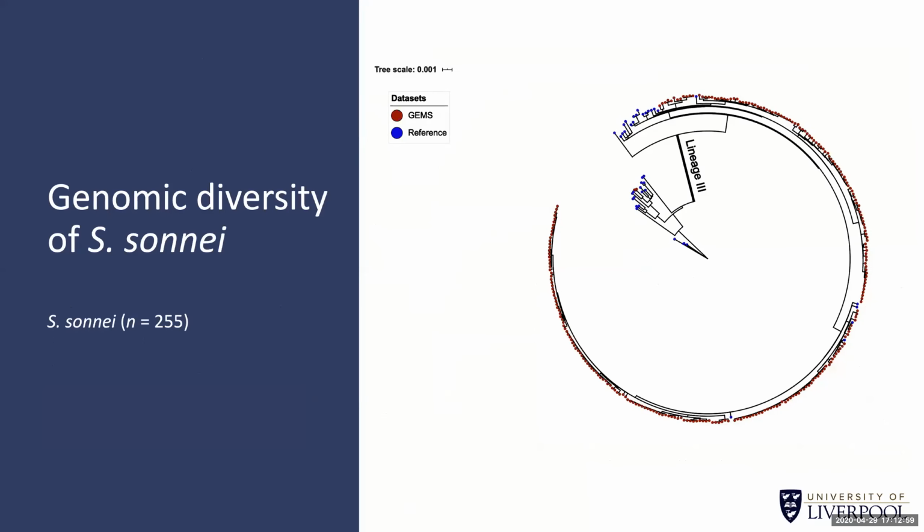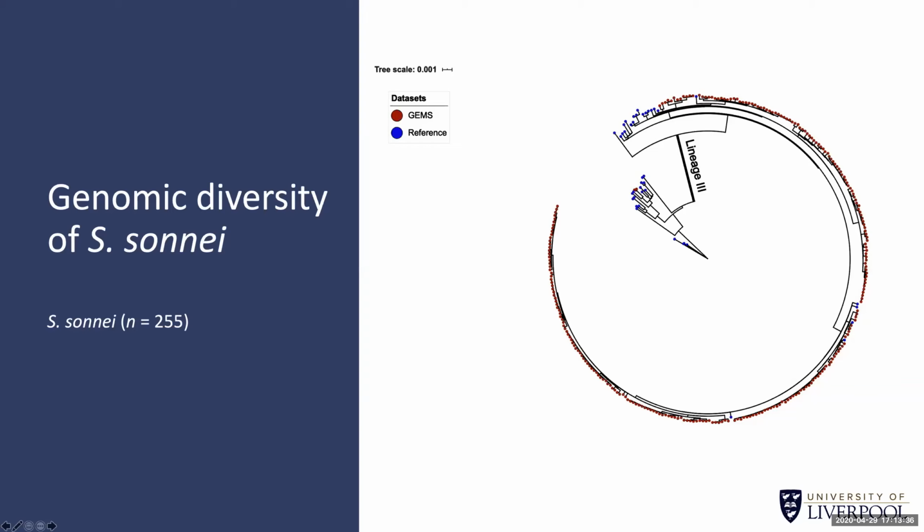So one of the first things we looked at was the population. We wanted to look at the population structure of GEMS isolates. To do this, we constructed maximum likelihood trees based on core genome SNPs. The trees were generated using IQ-TREE. And to contextualize the GEMS isolates within the established global lineages, we incorporated publicly available data. So shown here is the midpoint rooted sonnei tree. The red dots you see here are the GEMS isolates, and the blue dots are the publicly available data.